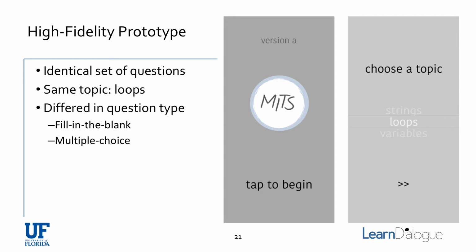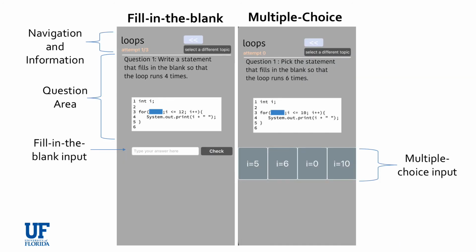Theoretically, in a full-fledged application, the user would be able to complete many different topics. But for this report, a partial question set was created for loops. Once the topic is selected, the user is navigated to a question page, which will be shown on the next slide. The left side of the screen shows the fill-in-the-blank version, and the right side shows the multiple choice version.